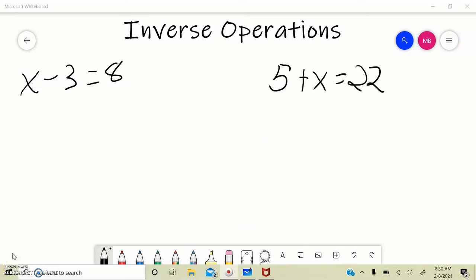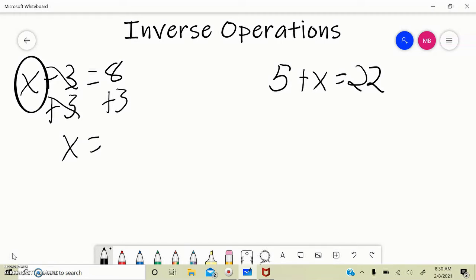So if I take a look at these equations, I have x minus 3 is equal to 8. So what I'm going to do is I'm going to do my inverse operation. So I'm going to add 3 because I have a minus 3 here. I'm going to do that on both sides. So I'm going to cancel those out, so I'm left with just my x. And then I have 8 plus 3, which gives me 11.